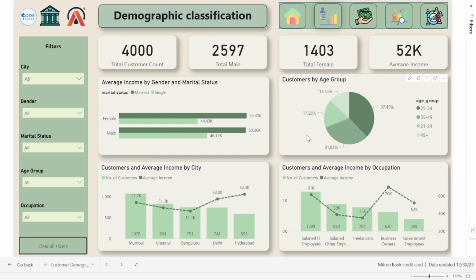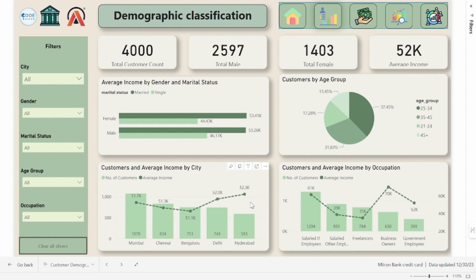If we come to this pie chart, we can see that the majority of our customers fall within the age group of 25 to 35 with 37% and 35 to 45 with approximately 31%. Our customer base is predominantly youth and middle-aged adults.